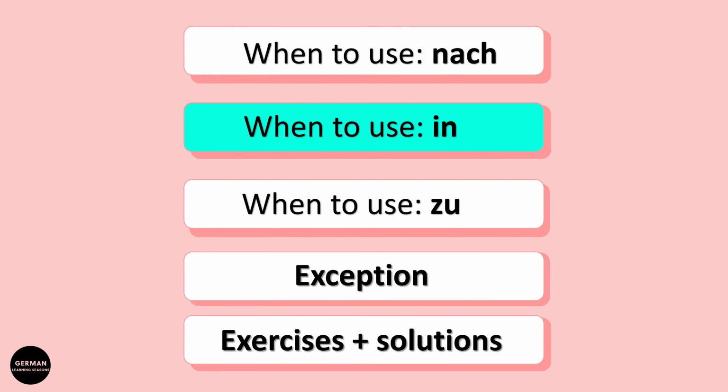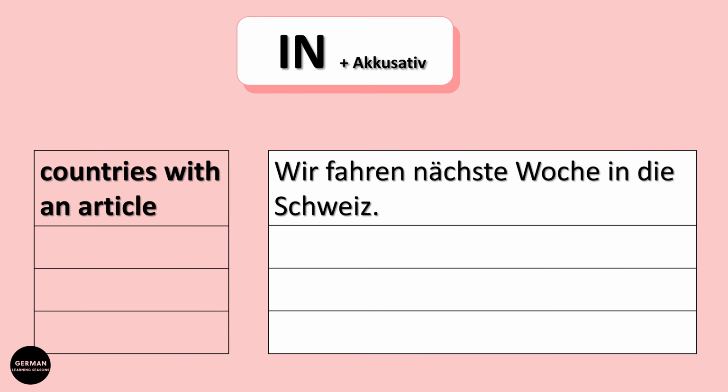Alright, let's move on to our second part. When to use in. In is used for countries with an article. For example, wir fahren nächste Woche in die Schweiz. Meaning, we're driving next week to Switzerland. Schweiz is a country with an article, so that's why we say in die Schweiz, to Switzerland.